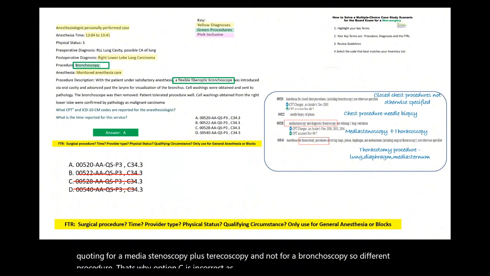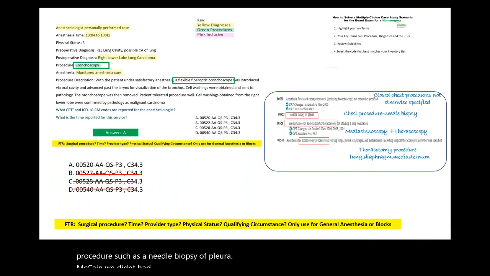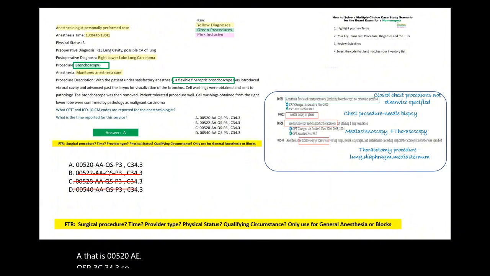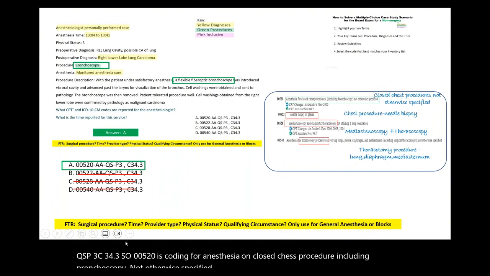Option B, coding for 00522, is for a chest procedure such as a needle biopsy or pleura. Once again, we didn't have any needle biopsy performed. So the correct answer is going to be option A, that is 00520 AA QS P3 C34.3. 00520 is coding for anesthesia on closed chest procedures, including bronchoscopy, not otherwise specified. So that's going to be the correct answer for this scenario.